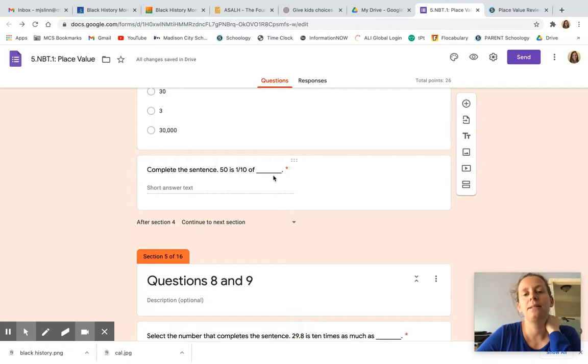times some bigger number. And we know that this blank here is going to have to be a number that's bigger than 50 because we're just going to take a portion of it. We're going to take 1/10 of it. Okay, let me show you what that would look like with an area model. Hold on one second.